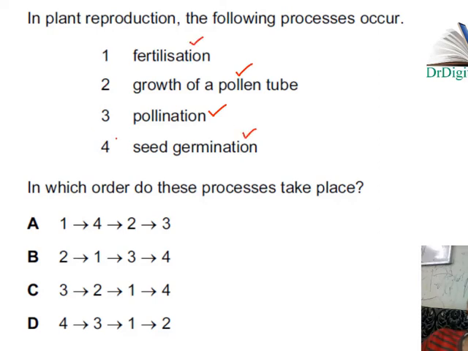So 3, 2, 1, 4 should be the sequence. So the answer for this question should be 3, 2, 1, 4. Meaning first of all pollination, then growth of the pollen tube, then fertilization, and then seed germination. Okay.